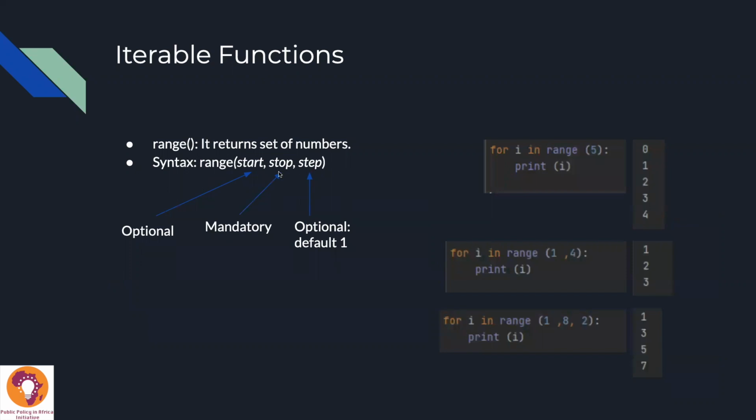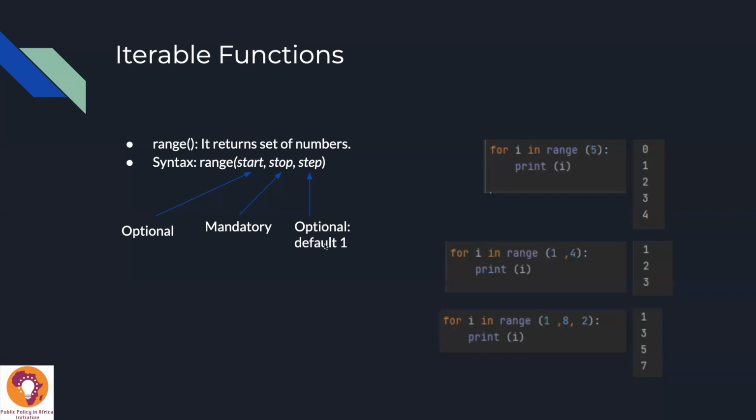All right, so iterable functions. range returns a collection of numbers. So the syntax, as we already kind of alluded to on the previous slide, it accepts 3 arguments: the start, the stop, and the step. The first argument, start, is optional. The second argument, stop, is mandatory, so you have to provide at least one value here. And remember, the stop value is exclusive. More on that in a second when I go over the examples. And the step is optional. The value there defaults to 1.